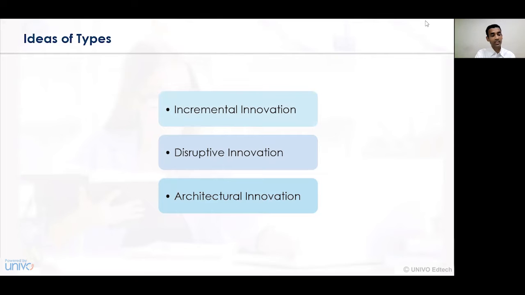The third type of idea is architectural innovation. In architectural innovation, a new strategy and new tools and techniques are designed, and on that basis the innovation is implemented and accepted in the business organization. That is the concept of architectural innovation.